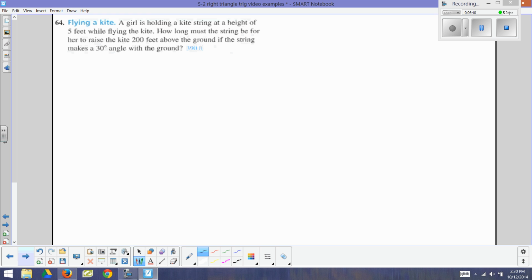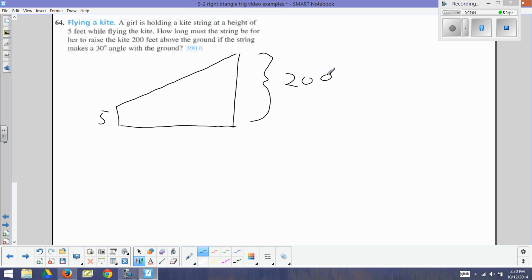Flying a kite. A girl is holding a kite string at a height of 5 feet. So there's a girl 5 feet tall. How long must the string be? So there's my string. So there's my picture of it. So this is 5 feet. So how long must the string be for her to raise this 200 feet? So this right here is 200 feet.